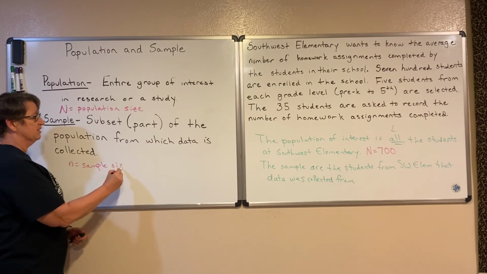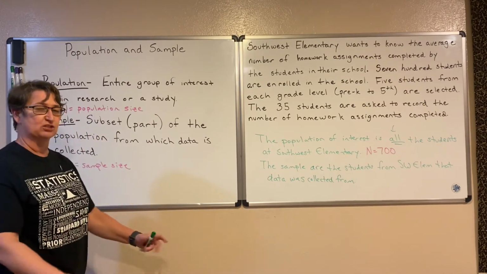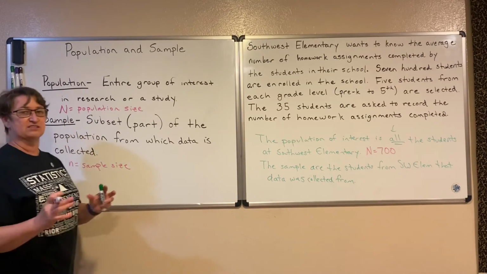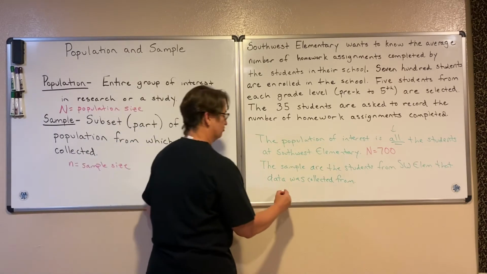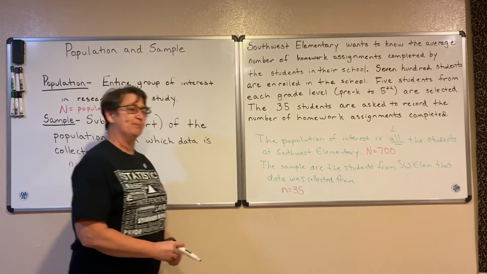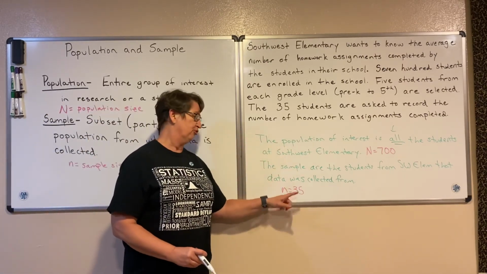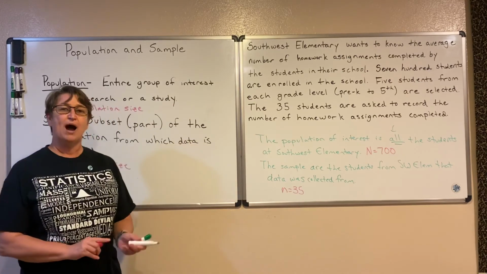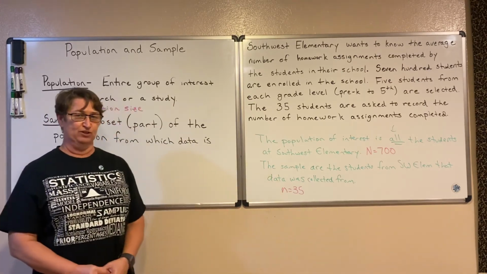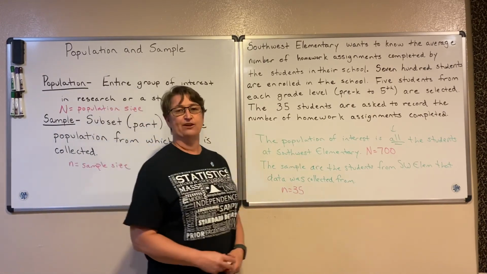So in statistics, anytime you see that capital N, you can think that's the population size. And anytime you see the lowercase n, you can think that's the sample, the ones where data was collected from, the part of the population. So in this case, my sample size is 35. So the difference between the population and the sample: the population is the entire group of interest, where the sample is just the part where we've collected data from them.